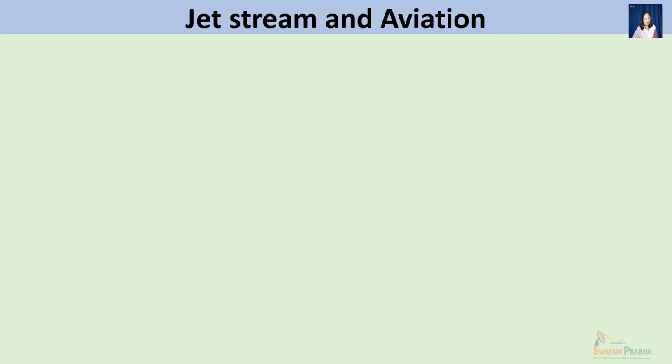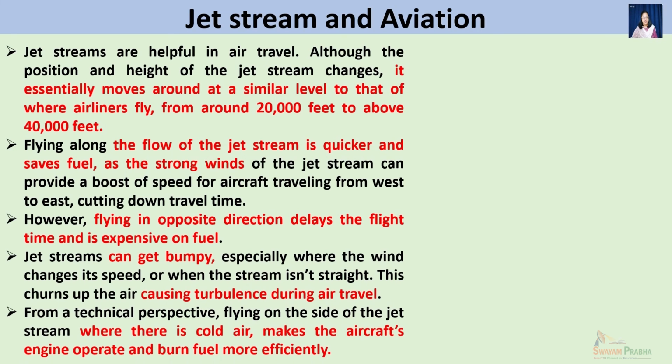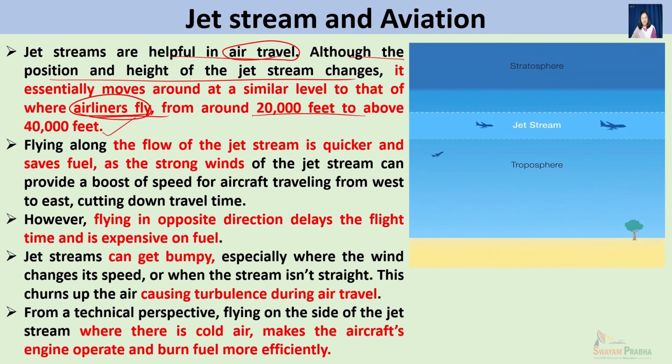Now, beside the impact of jet stream on weather condition, jet streams also impact the aviation conditions. Jet streams are helpful in air travel. Although the position and height of the jet stream changes seasonally, it essentially moves around at a similar level to where general airliners fly, from around 20,000 feet above the surface of Earth to 40,000 feet. So the direction and the velocity of jet stream definitely impact the aviation conditions.